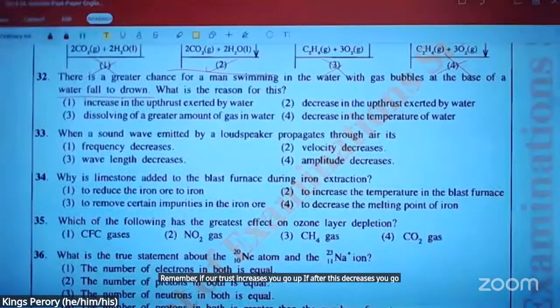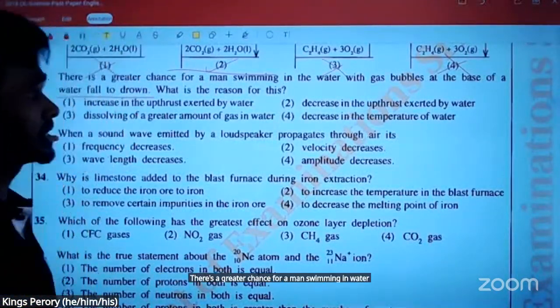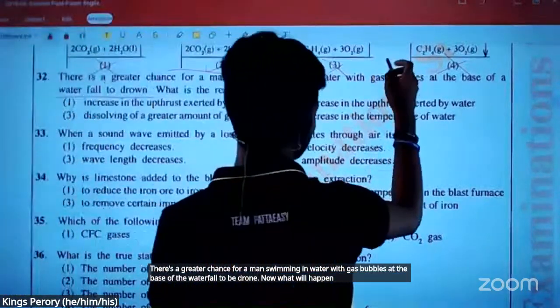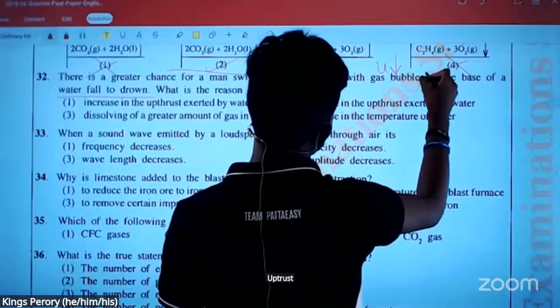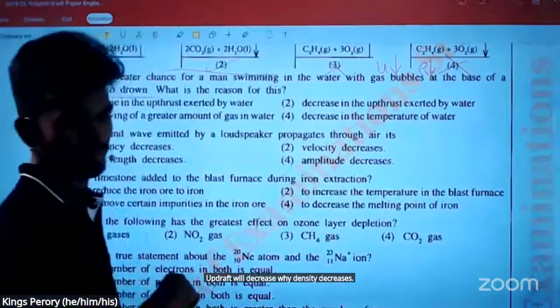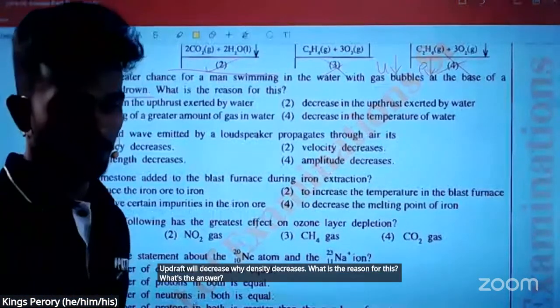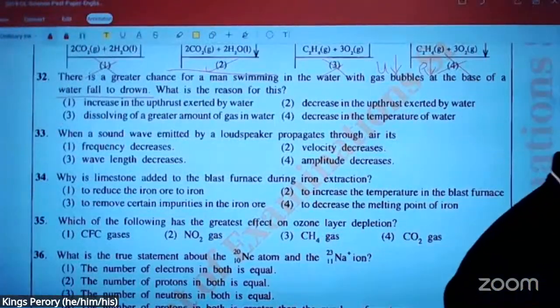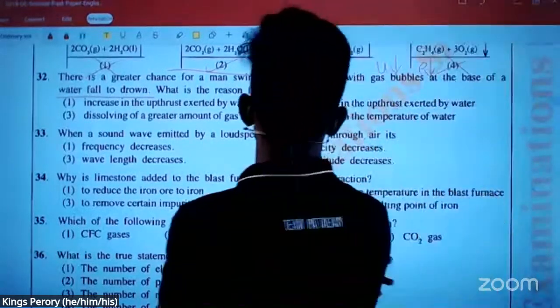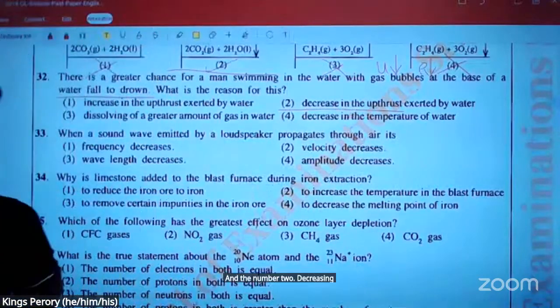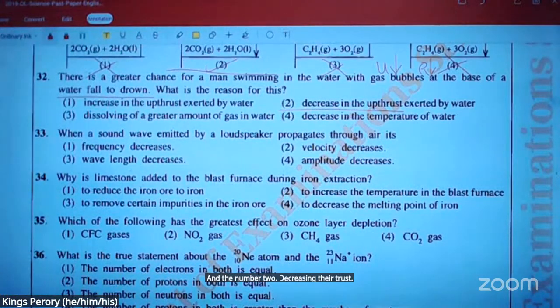There's a greater chance for a man swimming in water with gas bubbles at the base of the waterfall to be drowned. Now, what will happen? When there are gas bubbles, upthrust will decrease. Why? Density decreases. What is the reason for this? What's the answer? Answer number 2. Decrease in the upthrust.